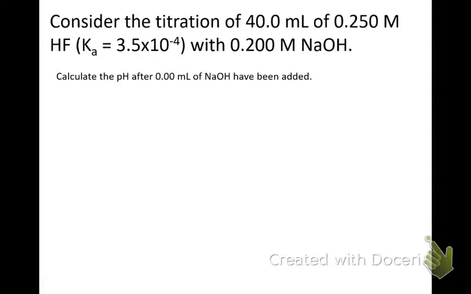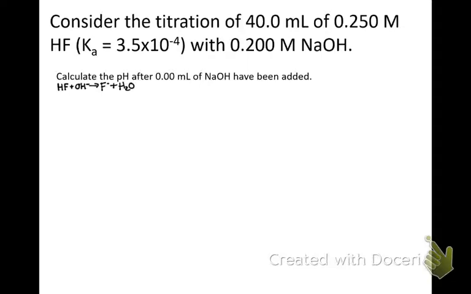Calculate the pH of the solution after 0 milliliters of NaOH have been added. Okay, so like we said before, the first thing we need to think about is the neutralization reaction. So we've got HF plus OH minus becomes F minus plus water. And we said that neutralization reaction goes to completion.